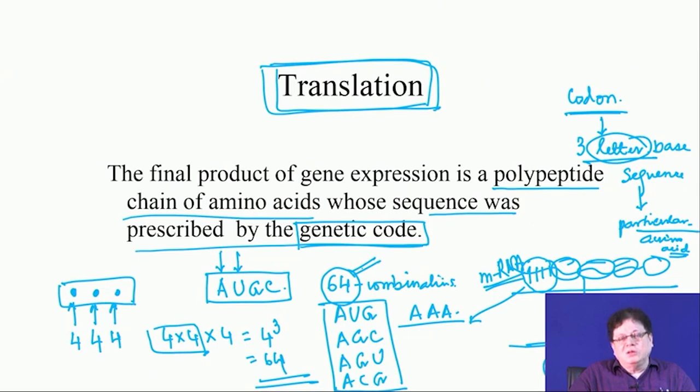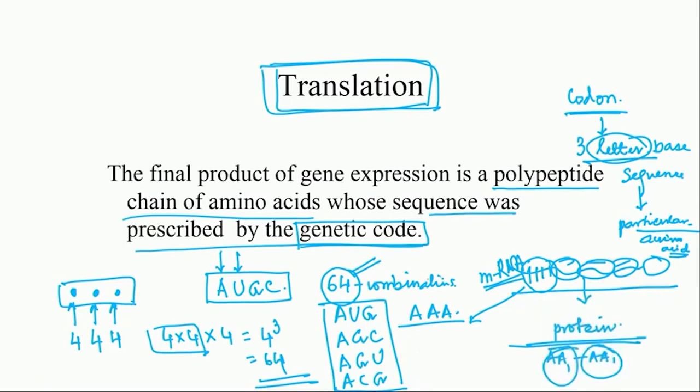These are called stop codons, and the rest 61 are coding for one or the other of the 20 amino acids. Okay. Now, why this is important, because now we are trying to discuss the translation process. Translation process means how from the mRNA the proteins are synthesized.